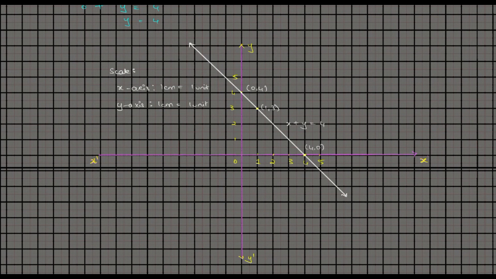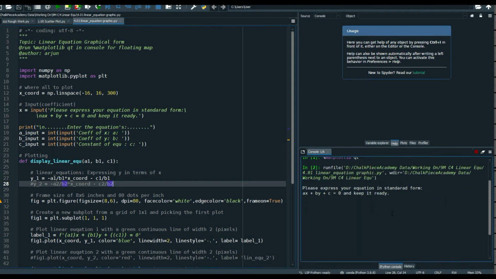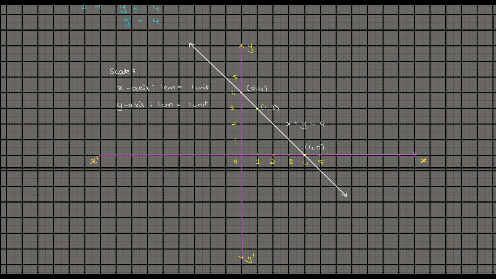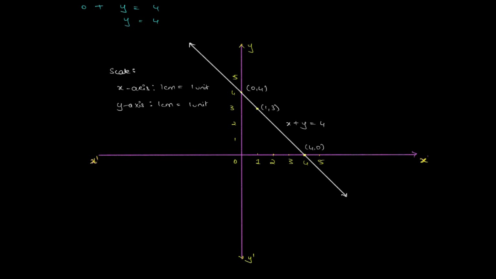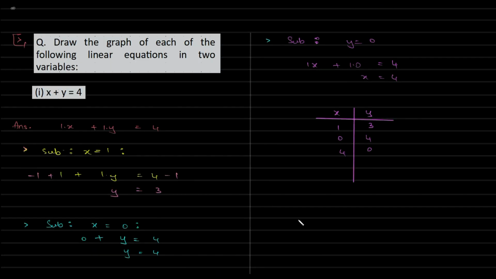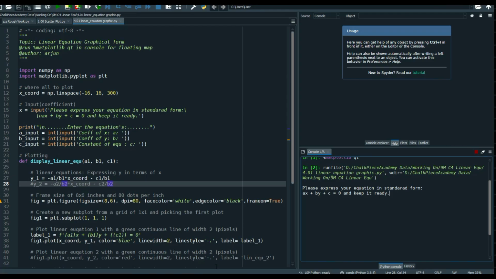If you want to confirm it, you can do so in your Python coding. First thing is we need to write it in standard form. So let me go back to the black screen. A small note: writing it in the form ax plus by plus c, 1x plus 1y minus 4 is equal to 0. So c is minus 4. Now you have to enter the coefficient of x, that is 1. The coefficient of y is also 1. And the constant is minus 4.